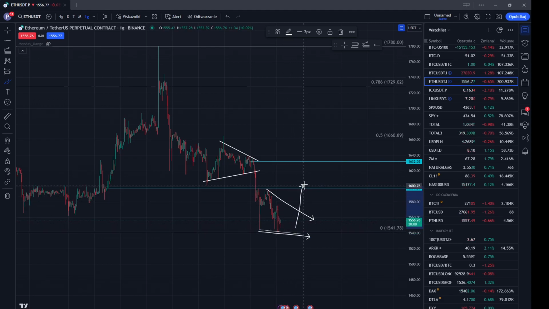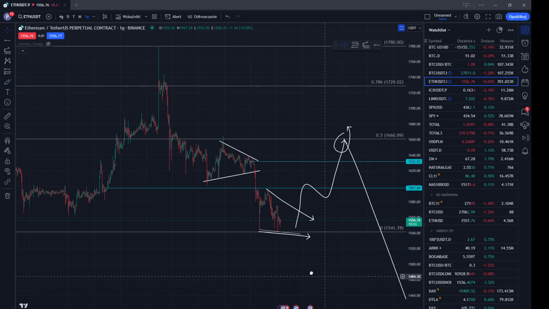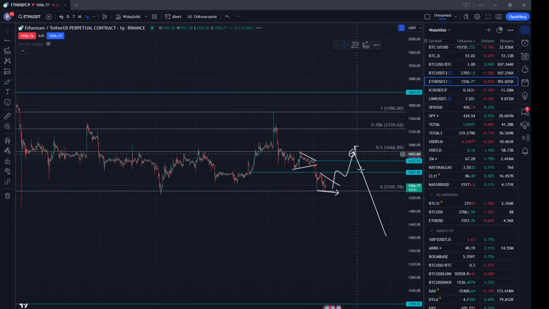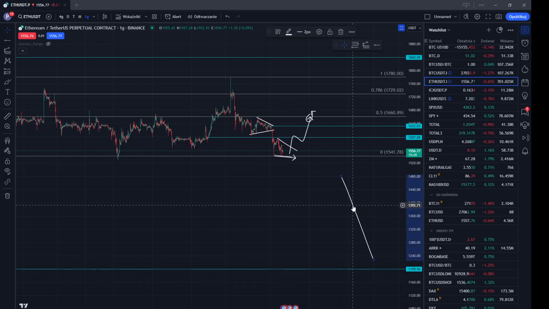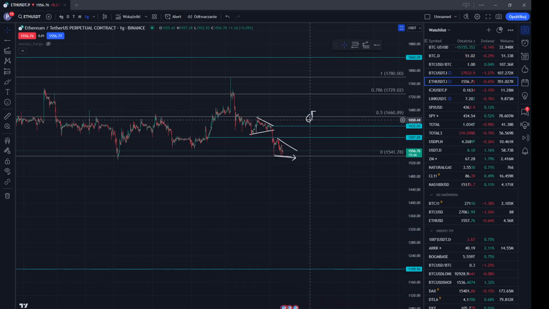Then I expect that we still get this bounce to 50% at least, and then we enter shorts for the next move down. And this one should be a strong one, by the way. We should get a strong move to the downside because this would be our wave 3.